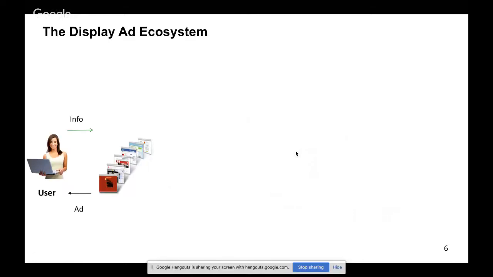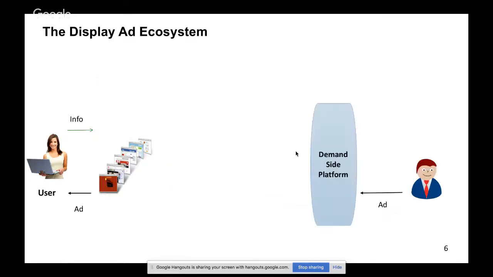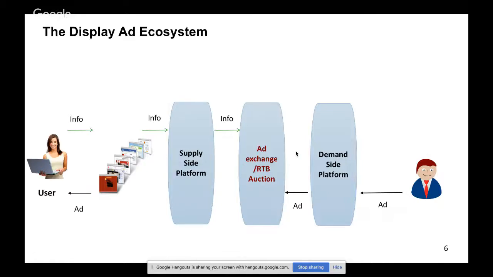On the consumer end, we have publishers. When the user visits a publisher website, the publisher shows the ad to the user, and at the same time some of the user's information is gathered by the publisher. From the advertiser's side, the advertisers mainly deal with the demand side platform, where they aggregate their ad needs and talk to the supply side platform through the ad exchange network.